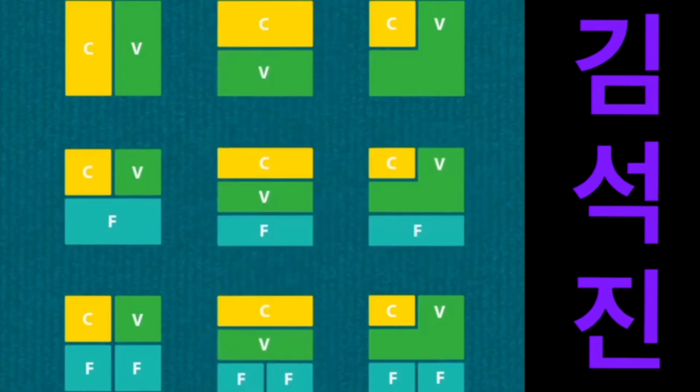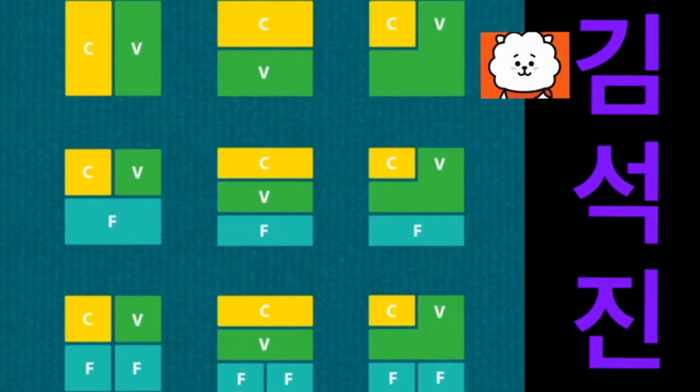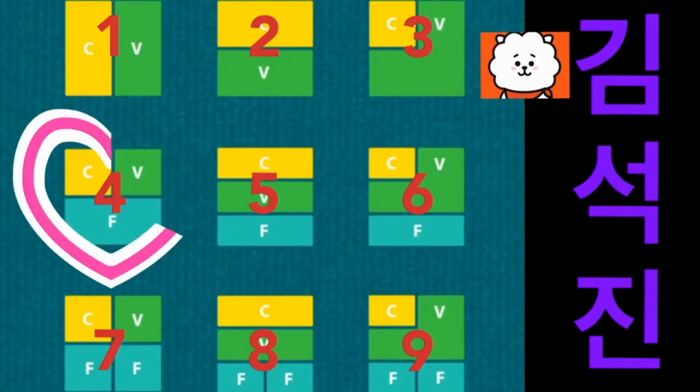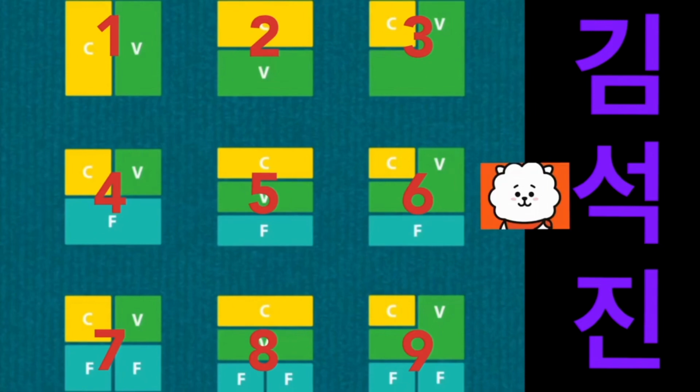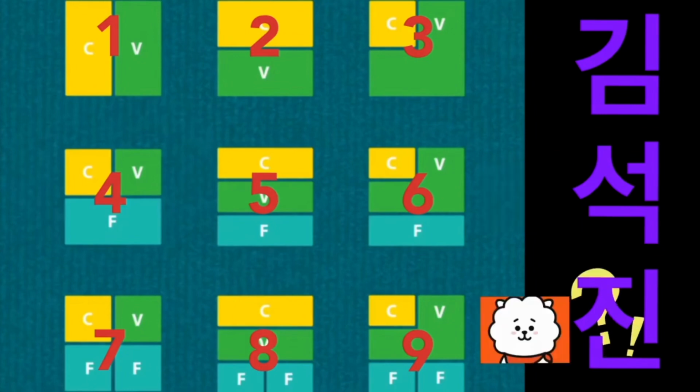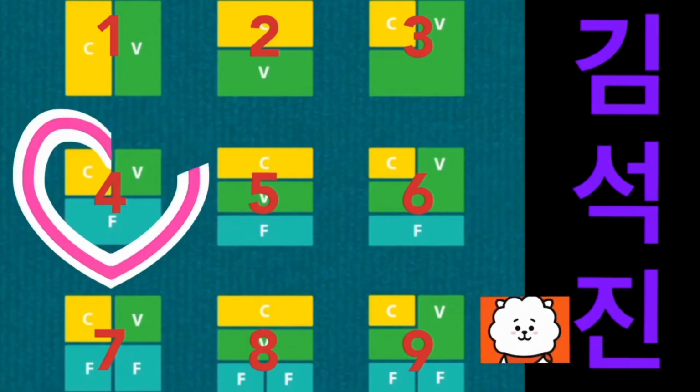As you can see, Kim has 3 letters. Which diagram has 3 letters arranged in the same pattern as Gim? It's number 4. Now the second syllable is Seok. It's in the same pattern as Gim, so we'll use number 4 again. Can you guess which pattern will be used for Jin? It's number 4.